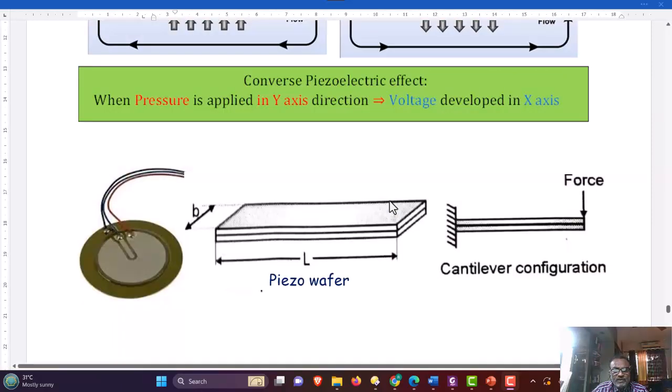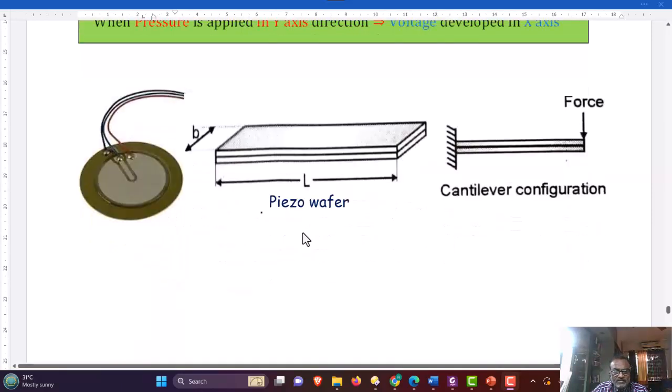A typical piezoelectric sensor is shown here in the form of a disc. When pressure is applied to this disc, a voltage is induced and that is available at the output through the connecting wires. Inside this disc, there is a simple piezo wafer.